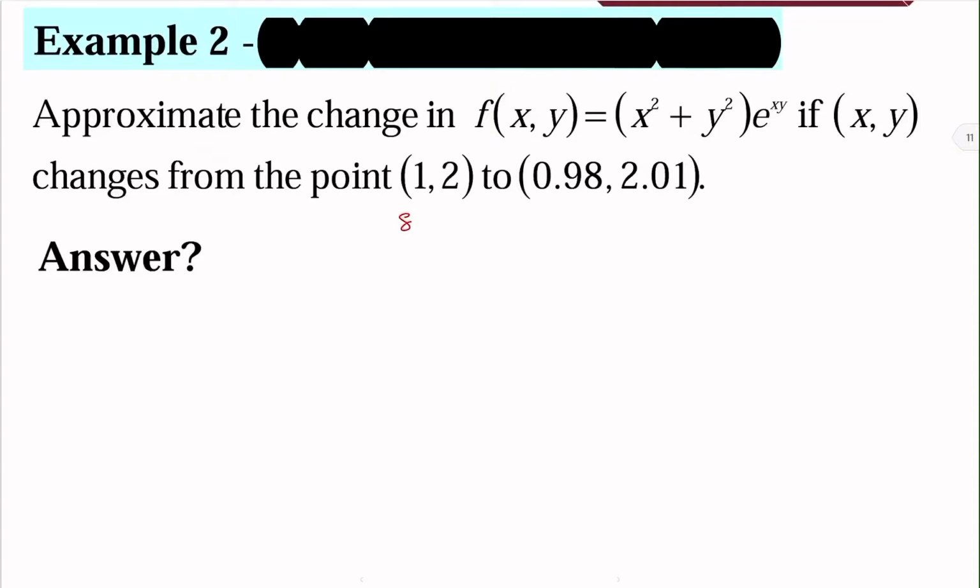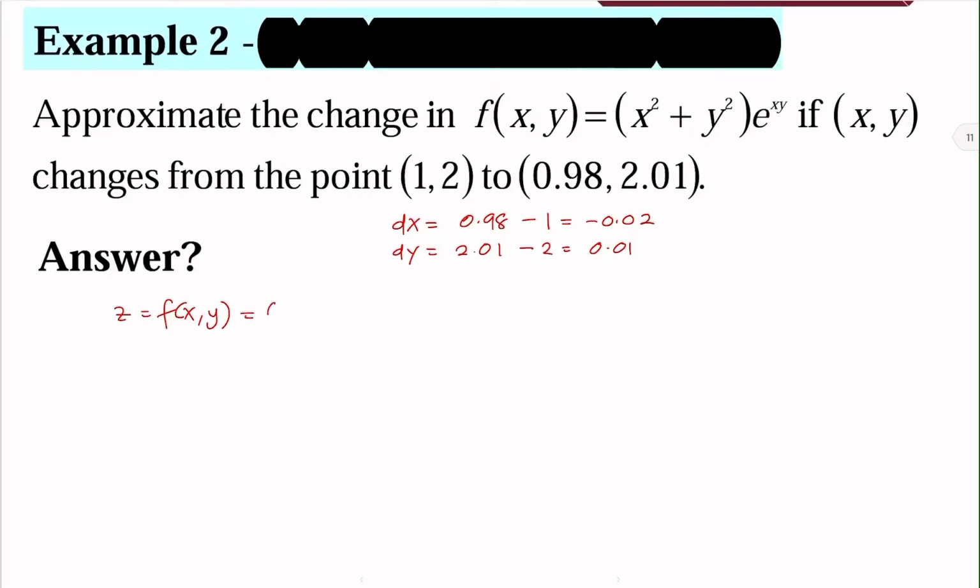The increment of x, which is 0.98 minus 1, which is negative 0.02, and we can see the increment of y, which is from 2.01 minus 2, will obtain 0.01.